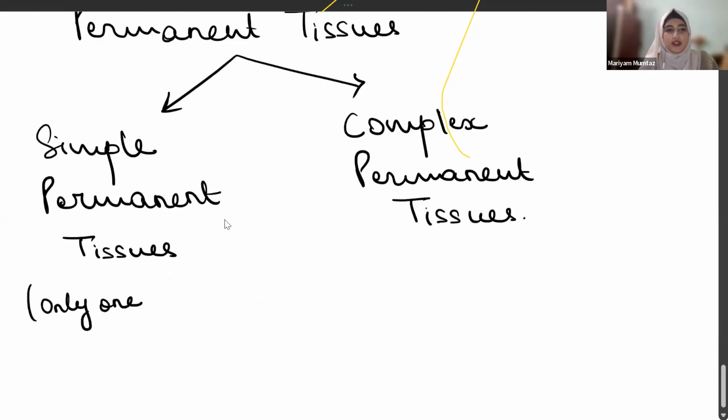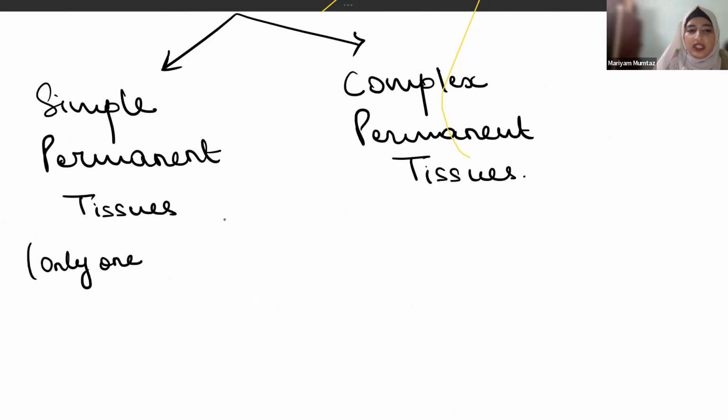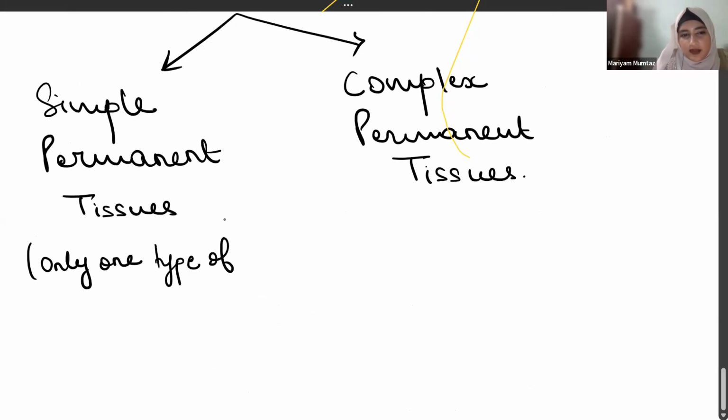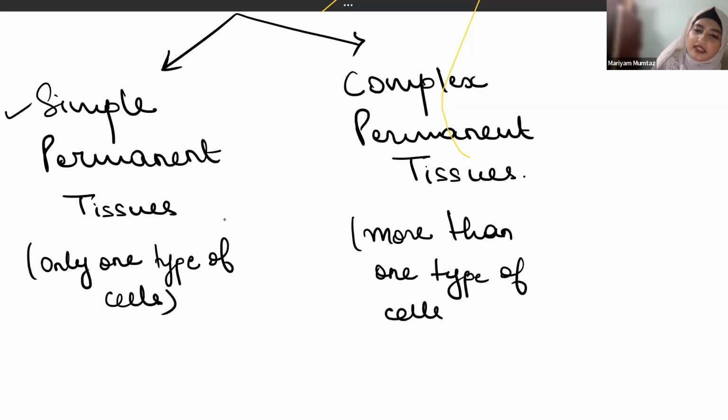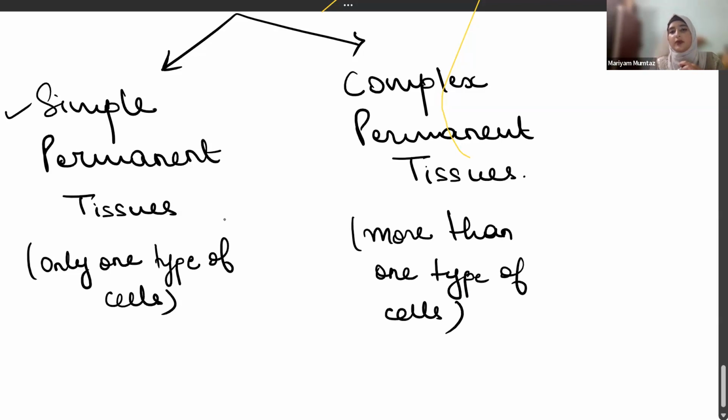Okay, and this one you've written? Yeah. Okay. So only one type of cells is present in the case of the simple permanent tissue, and more than one type of cells, meaning different types of cells, are present in the case of the complex permanent tissue.